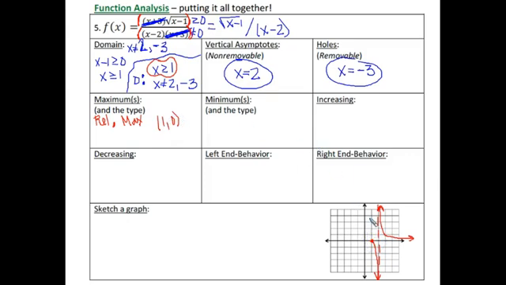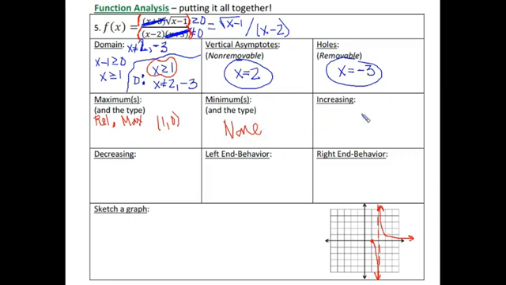Alright, now minimums. We said we did not have an absolute minimum because it's going to continue all the way down. And some of us might be confused about this point right here, but notice how it's not a minimum because this graph, at least at this spot, is going to continue decreasing. So we don't really have a minimum at all. So we'll just say none.